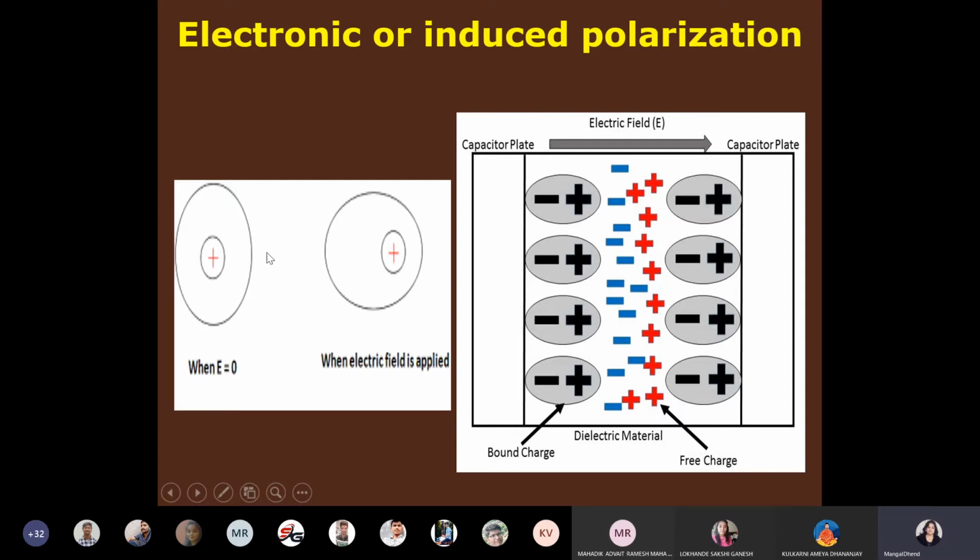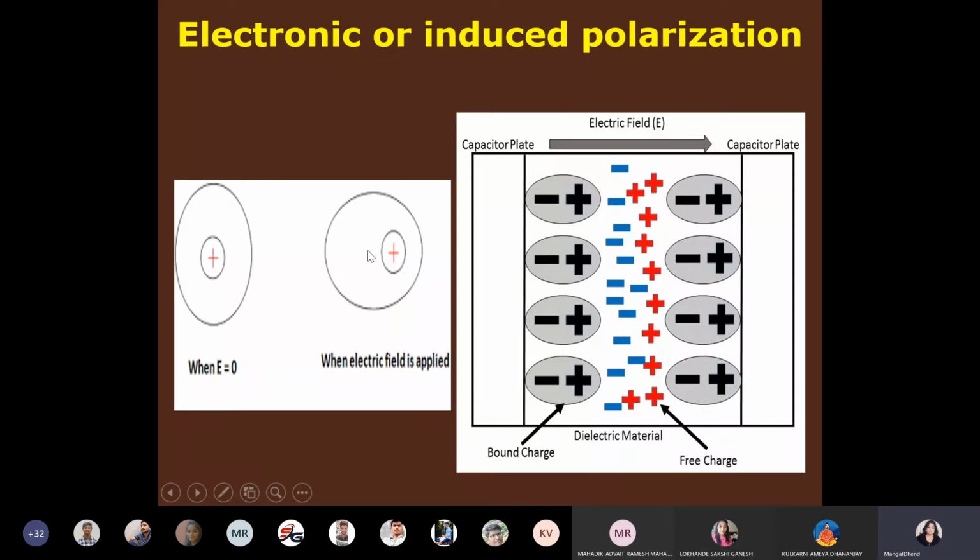In the case of conducting material, what happens? The electron will jump from the valence band to the conduction band and will be dragged towards the positive plate, and current will start flowing. But in the case of dielectric material, it is not so easy, because dielectric material is an insulating material. So slight shifting will happen. And when the field is applied, the positive charge also gets shifted here, the same thing will happen here.